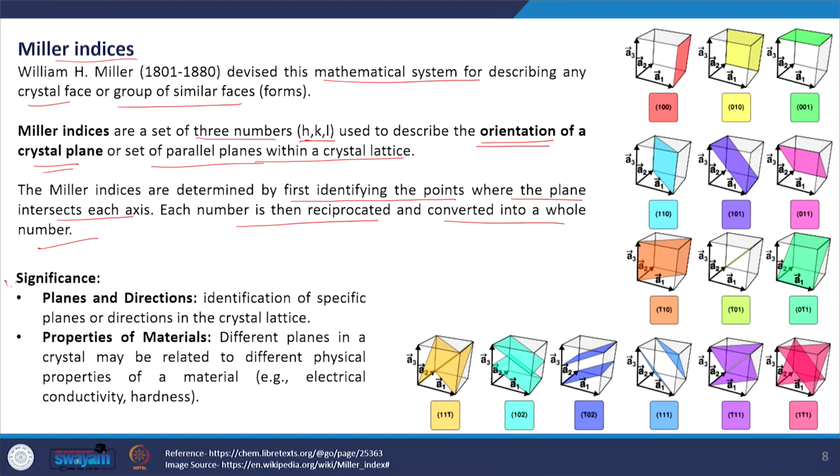Let us see the significance of these Miller indices. The Miller index is useful for identifying specific planes or directions in the crystal lattice, and it will also be helpful for understanding the properties of materials. For example, we can identify the different planes in a crystal which may be related to different physical properties of a material. It can be relevant to electrical conductivity or to the hardness of the material. These are various examples of Miller indices, and we are going to take the example of 100 and see how we get this 100.